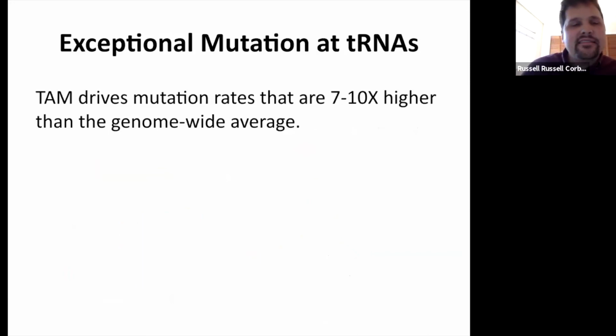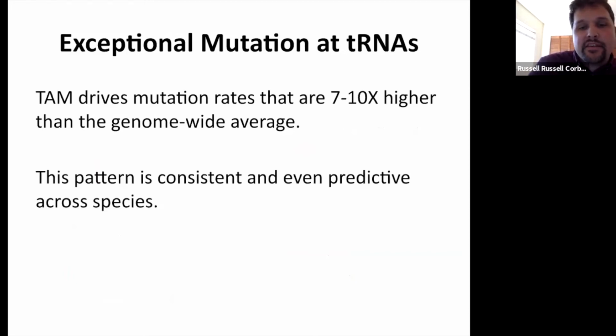All right, so to summarize this section, transcription-associated mutagenesis drives mutation rates that are 7 to 10 times higher than the genome-wide average. It depends how you do your math. This pattern is consistent, and it's actually even predictive across species. And so far what we've done is applied this to 30 mammalian genomes that we were able to download and analyze. But in the future, we're hoping to apply this to a whole bunch of other things as well because mammals are one challenge, but if we can build a model that's even more generalized than that, we could predict tRNA expression levels across all of life, which would be even more interesting.